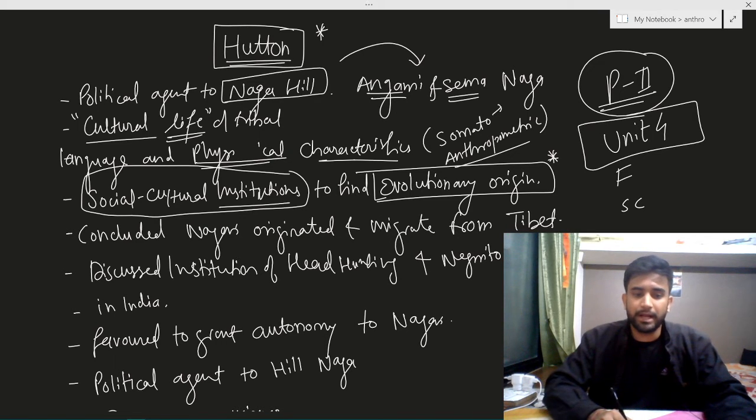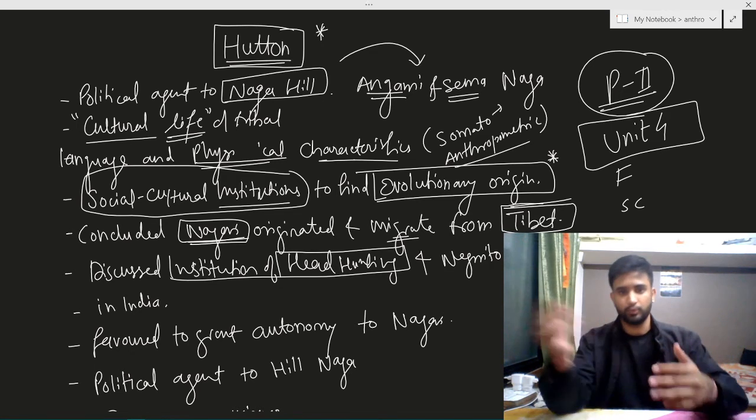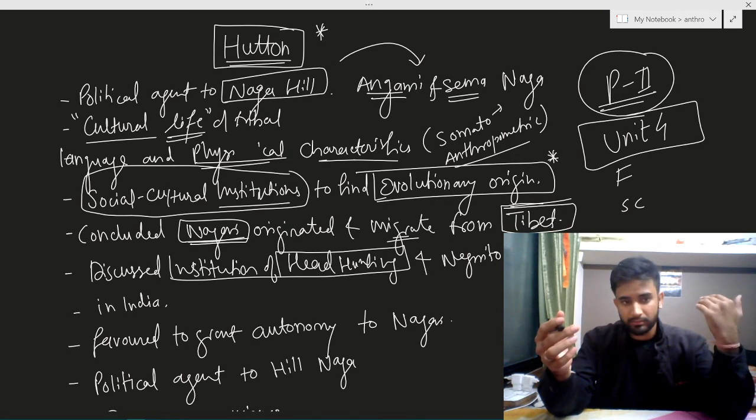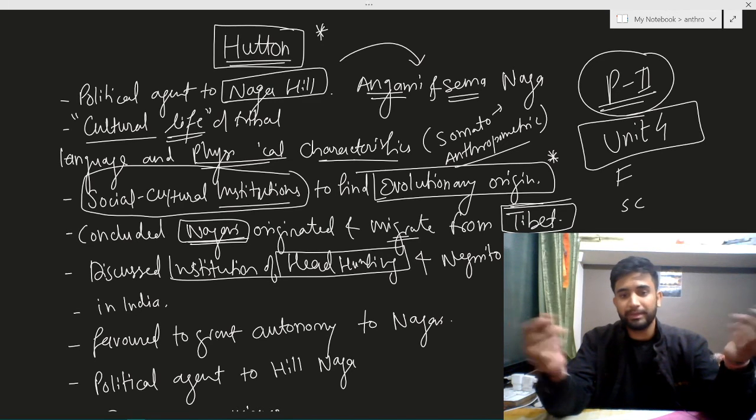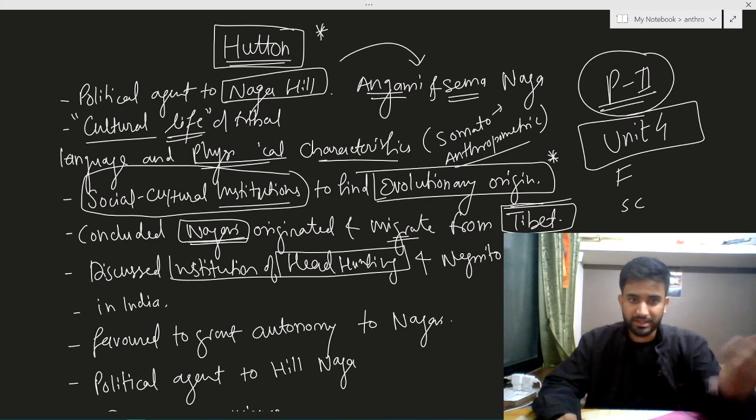Next, he concluded that the Nagas originated and migrated from Tibet, which is an occupied region of China. Then he also discussed the institution of headhunting. By headhunting I mean that among the Nagas, the males would go to the other side of the tribe and take heads, put them on a spike, and maybe place them in front of their houses to make people believe how powerful they are. This institution he studied, headhunting.